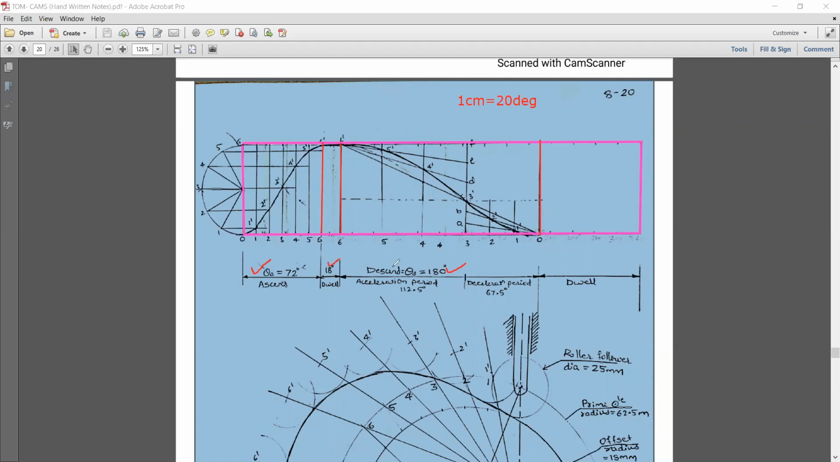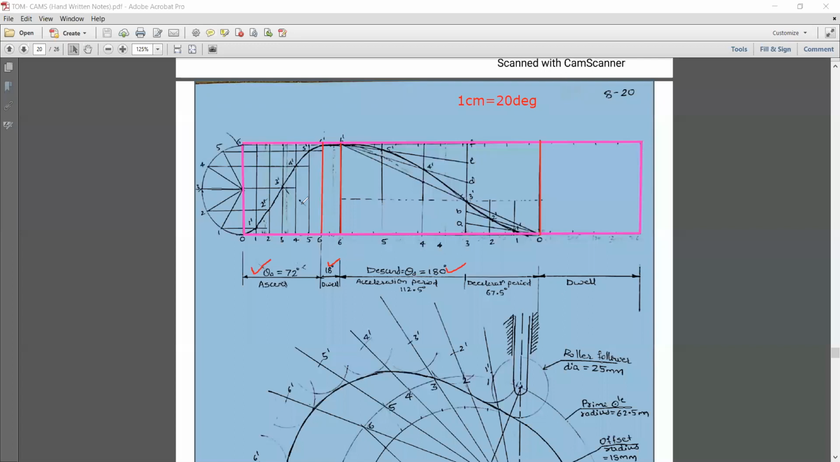Sir, why do we take only 6 divisions? You can take any number of divisions actually. To be frank, you can take 10 divisions, 12 divisions. The more accuracy you want, the more points you get, and the smoother the curve is. A minimum of 6 is required so that you can complete it in the exam.